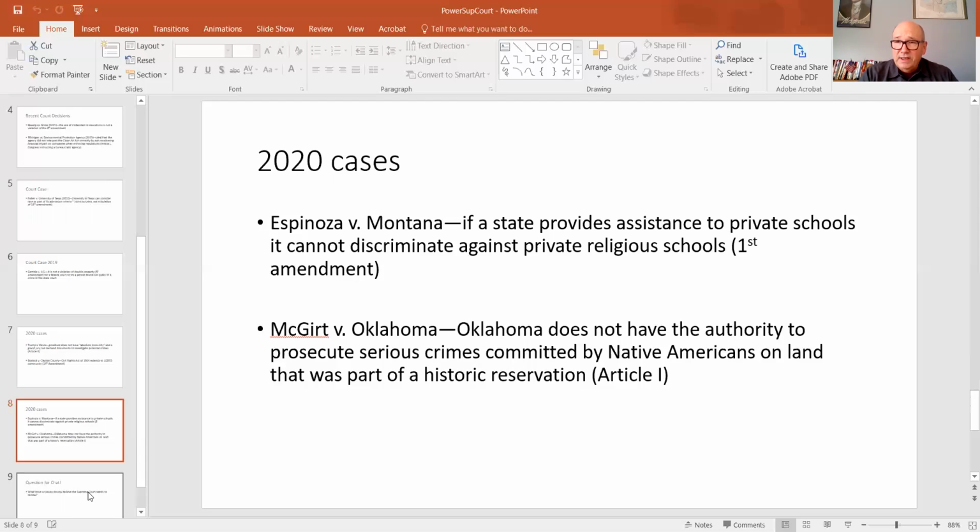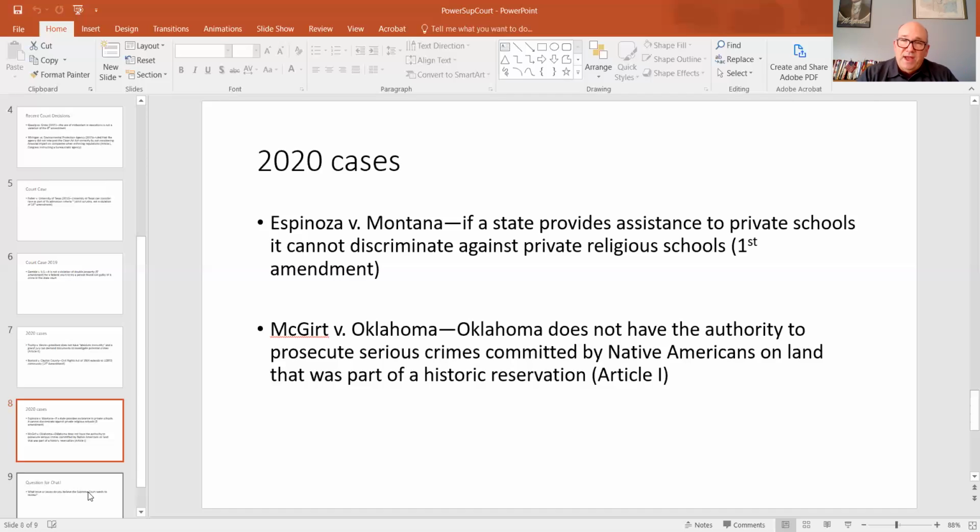Now, one remedy to this is simply to not provide a voucher to a private school. But if you are going to provide it, you can't discriminate. And so, it's one way of looking at that. It would not be accurate to say that that is giving a benefit to people going to a private religious school. It is just providing a blanket voucher for anyone going to a private school.